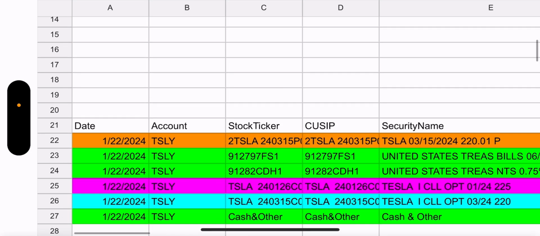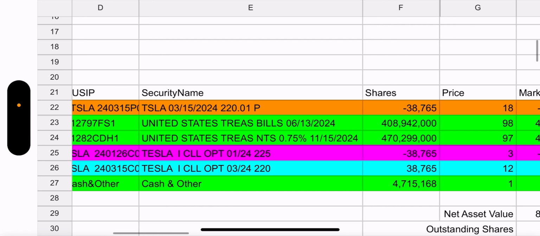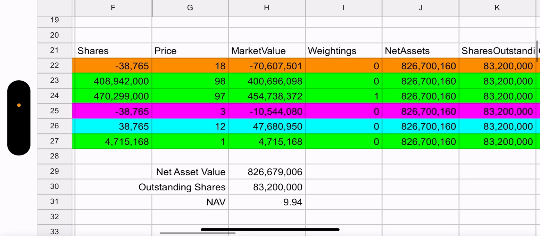Yeah, that's it. So if you're interested in tracking this information, all you do is go to their website, you export the data, and then you try to make sense of it. And anyone can. This is not rocket science, guys. So yeah, that's it. That's net asset value, or NAV, in a nutshell.